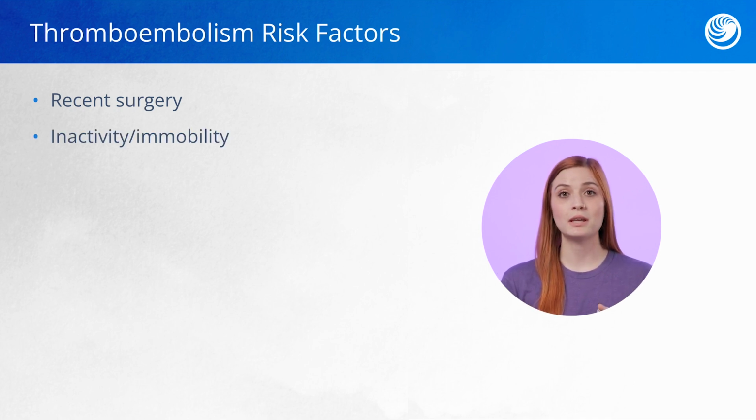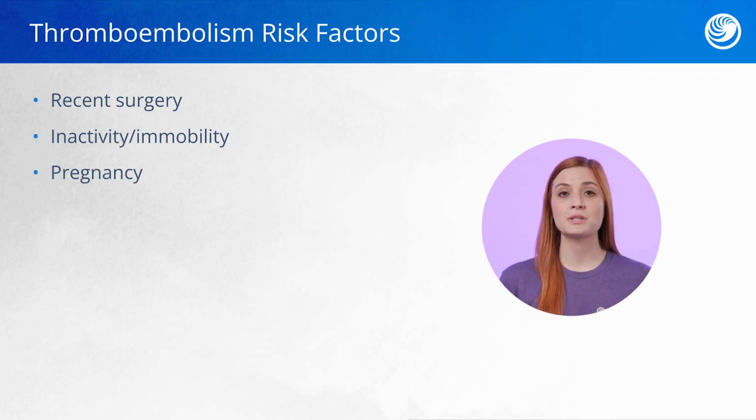Inactivity and immobility can also be risk factors for thromboembolism. It's important to note that all of these risk factors are going to be the same for DVT and pulmonary embolism. When clients are inactive or immobile, venous stasis occurs. In venous stasis, the blood is sluggish and not moving as much as it normally would be. If blood is settling, it's going to clot more easily.